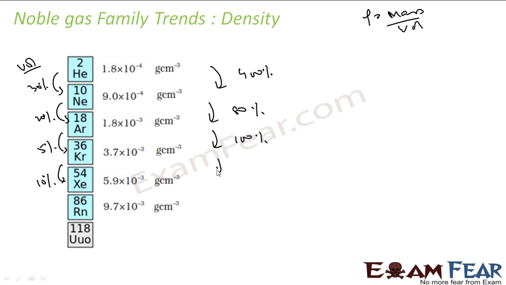And 36 to 54, almost I'll say 50% increase. So if you see, the mass is increasing by 400%, but the volume is increasing by only 30%. Obviously, then mass by volume, this value will increase. So as you go down the group, the density increases.